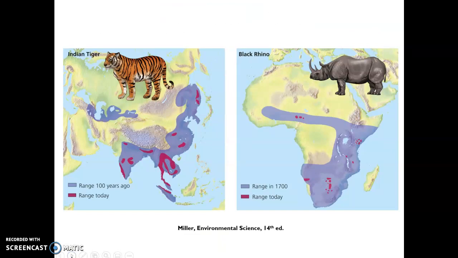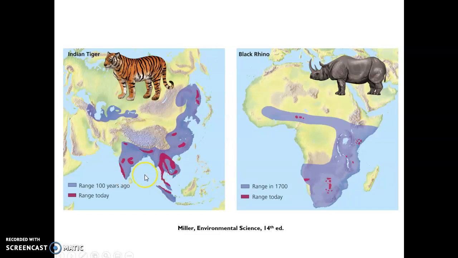So let's look at 2 examples here. On the left, the Indian tiger, and on the right, the black rhino. These examples are from a different textbook by Miller. And in the left-hand diagram, you can see that the Indian tiger used to have a range 100 years ago of this bluish-purple range. Quite a considerable range. The range today, though, is just these little dark red sections.